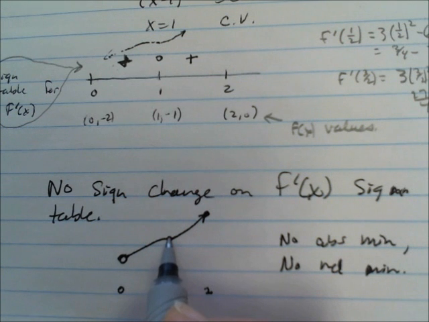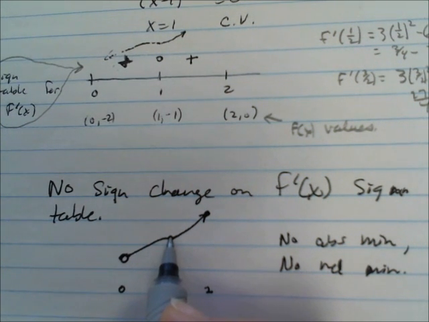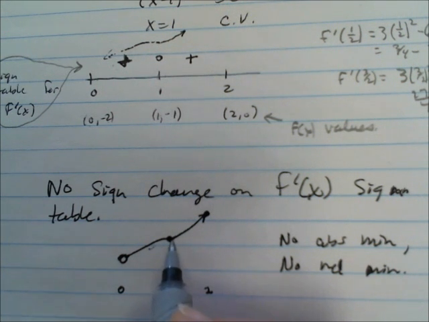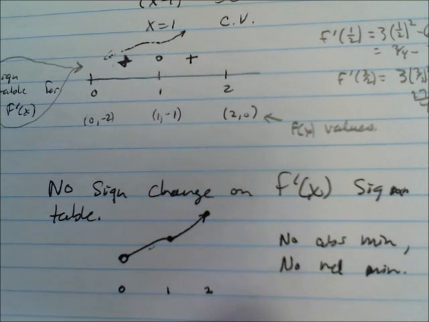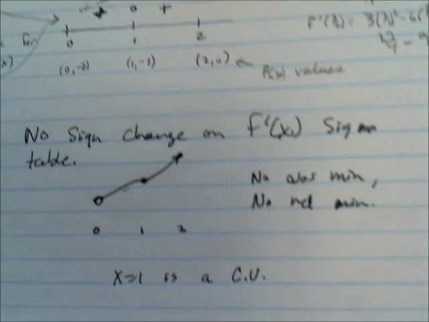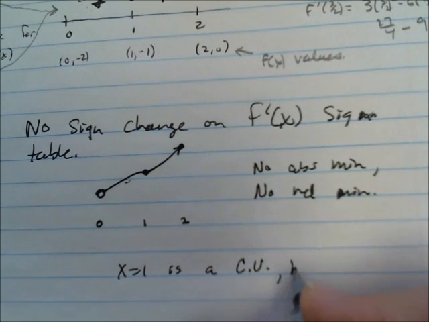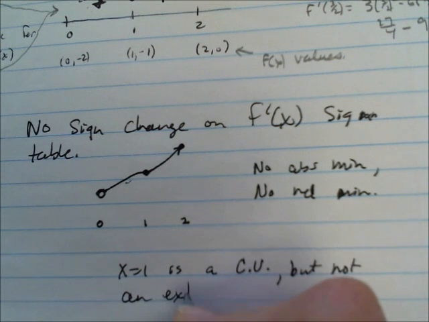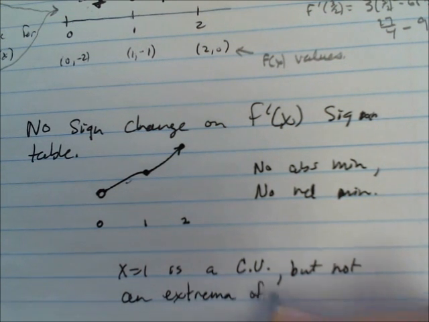But now let's talk about the absolute and relative maximum. Well, right here at this critical value x equals 1, this is neither a local max or a local min, because to the left of it is lower, to the right of it is higher. So even though 1 is a critical value, it is not an extrema. X equals 1 is a CV, that means critical value, but not an extrema of any kind.